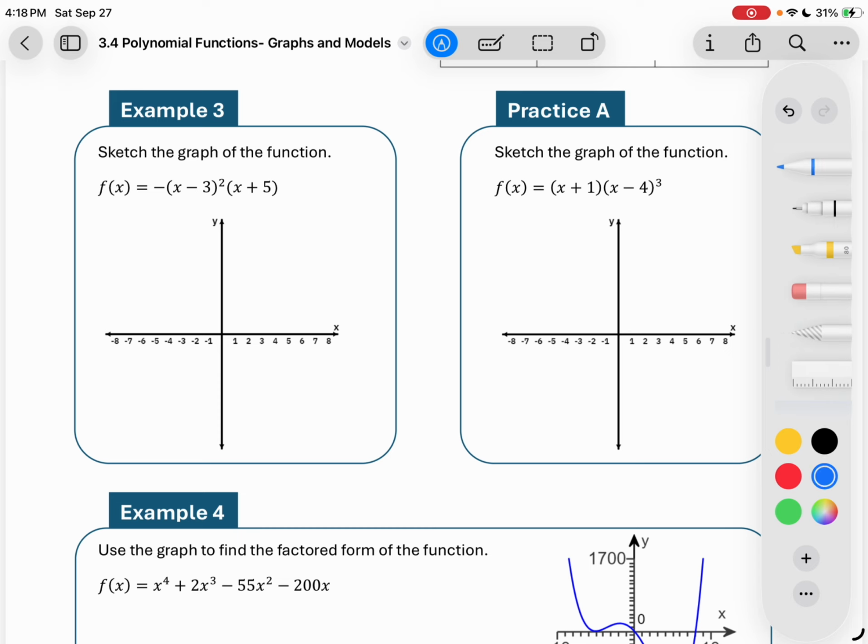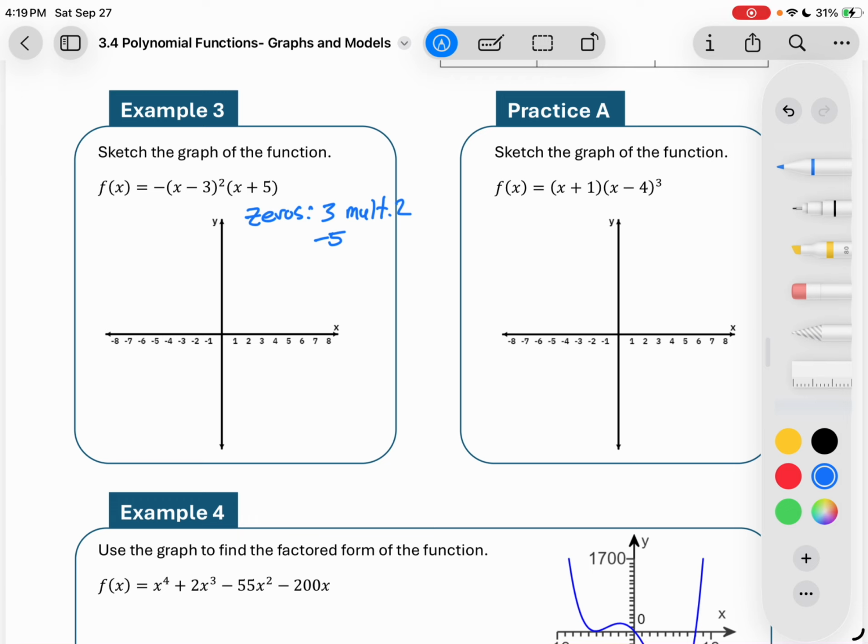Our zeros would be 3, but notice how it's x minus 3 raised to a power of 2. So that means that there's x minus 3 twice. There's 2 factors that are x minus 3. So that means that it's got multiplicity, and the multiplicity is 2. And then the other 0 would just be negative 5. It doesn't have any powers on it, so it doesn't have any multiplicity.